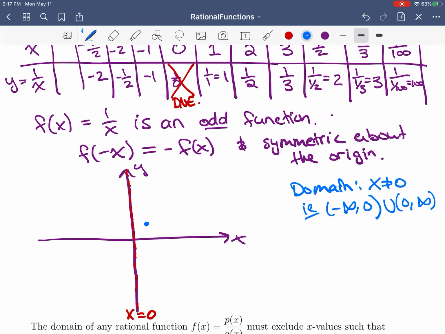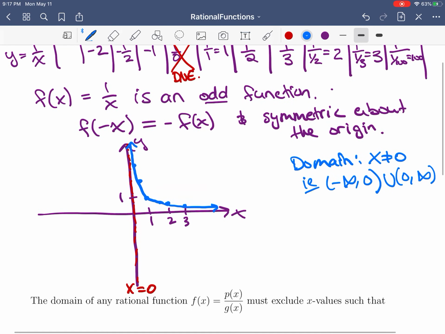And then we can plot our points. At 1, we're at 1. At 2, we're at 1/2, so halfway down. At 3, okay, we're even closer. At 1/2, we were at 2, so we're going to be up here. At 1/3, we're at 3, and it just keeps getting bigger and bigger and bigger. So I'm actually getting a shape that looks like this.